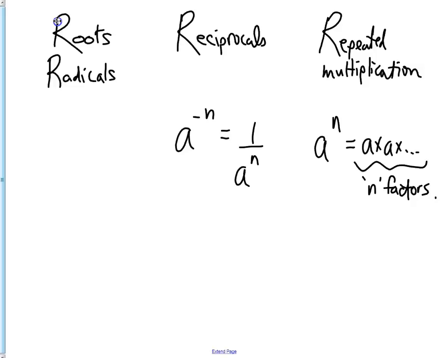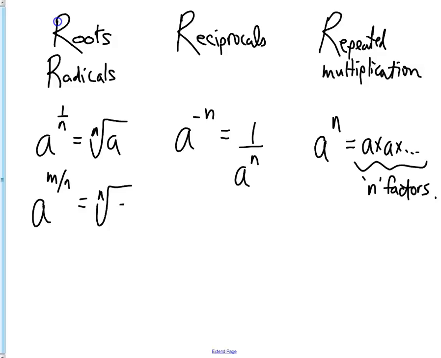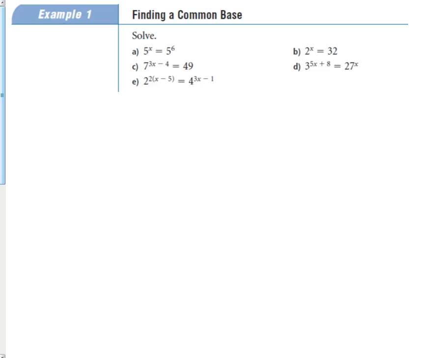And then roots and radicals occur anytime we have a fractional or rational exponent, where this is the nth root of a. And then we have something a little bit more detailed, where we have the nth root of a repeatedly multiplied m times. Okay, so we have roots, radicals, we have reciprocals, we have repeated multiplication. Now we can apply all those exponent laws when we're looking at examples that require us to solve an equation. And in this case, we'll come back to this example.